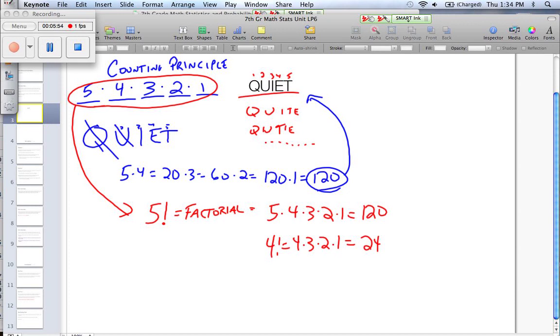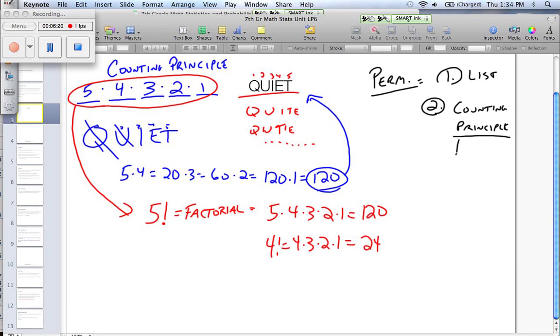So whenever you have a problem that involves these permutations, you can make a list if it's a smaller one, or you could use what we'll call the counting principle, which means you will simply find the factorial of your options. Hopefully this all makes sense. We're going to do another example together right now.